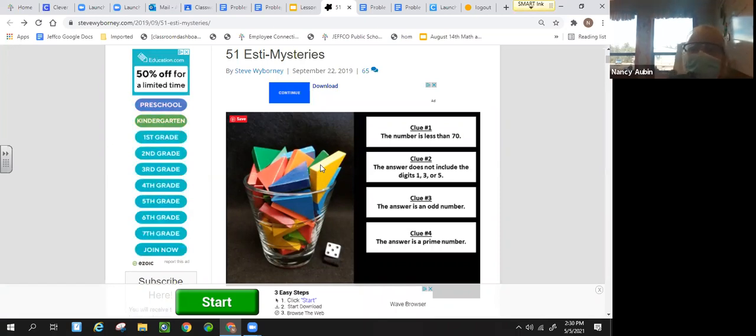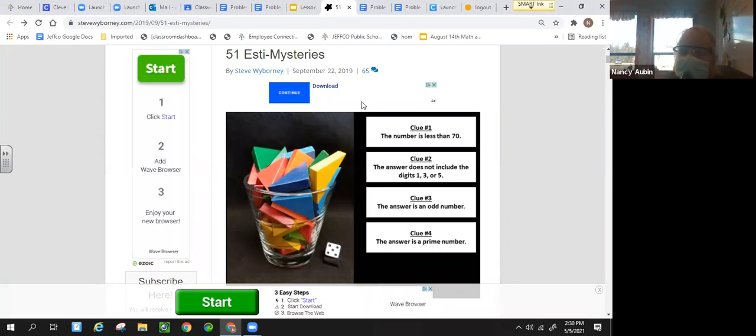The number is less than 70. If you wrote a number that is higher than 70 or 70, then you want to change your estimate. The number is less than 70.